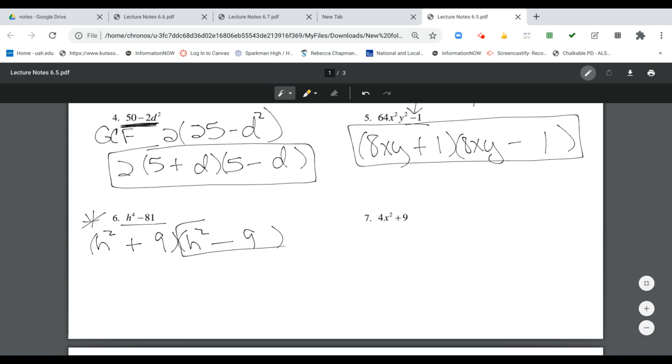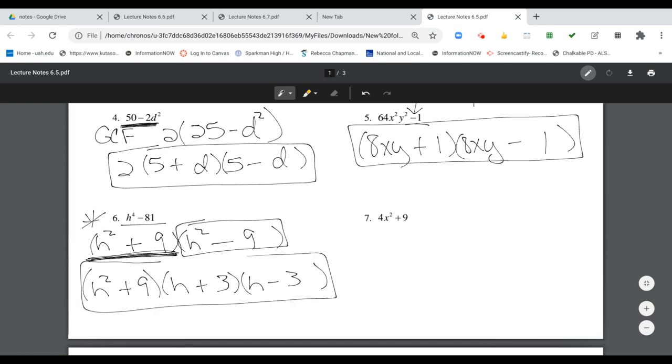Now, I told you we were going to have to factor twice, because when I broke up that original problem into its conjugate factors, one of my conjugate factors just so happened to be a difference of squares. This one is not. We cannot factor a sum of squares. So we're going to leave h squared plus 9 alone. And then I'm going to break up h squared minus 9 into its conjugate factors of h plus 3 and h minus 3.